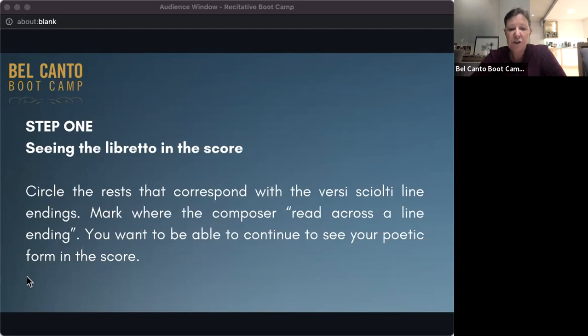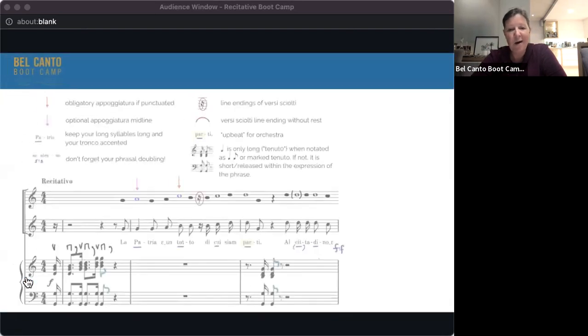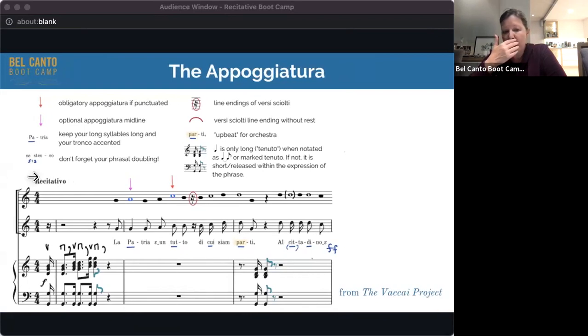So before I show you, let me just show you why I do this. If you have the Vakai project, in the recitative lesson, we do this so that you can see, right? And you see these dark red circles around the rest, that is around a rest that denotes a line ending of versi sciolti. And if you see this dark red slur, that is where the composer did not put a rest.